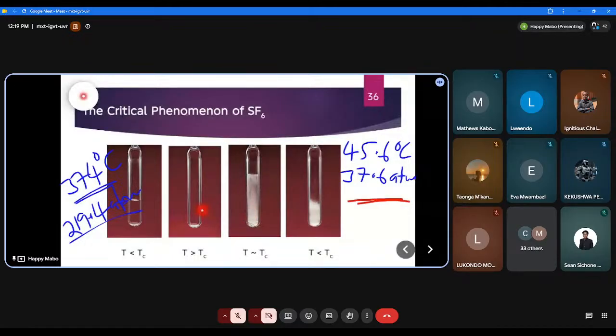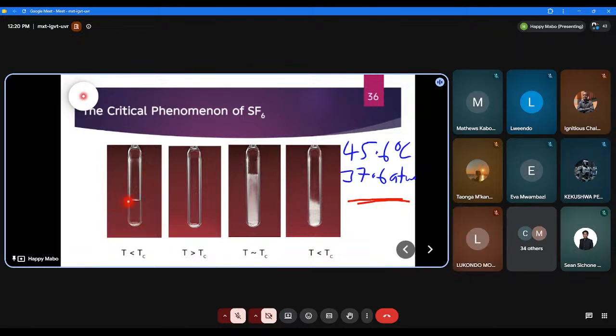So let me try and quickly explain what is happening in each of these test tubes. So in the first test tube here, the temperature is below the critical temperature. So we get to see a sharp meniscus, and the liquid part of this substance is at the bottom. The gaseous part is on top. And since the densities are very different, we have a clear interface between the two of them.